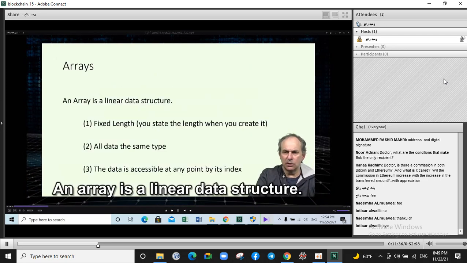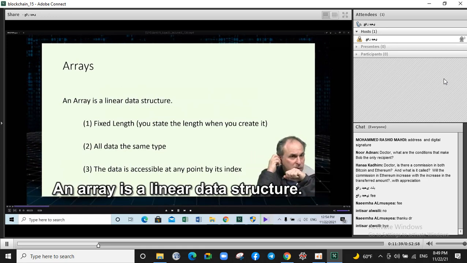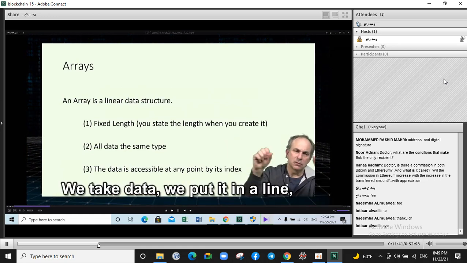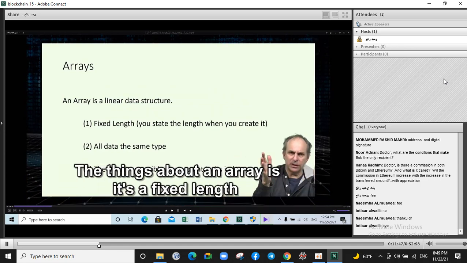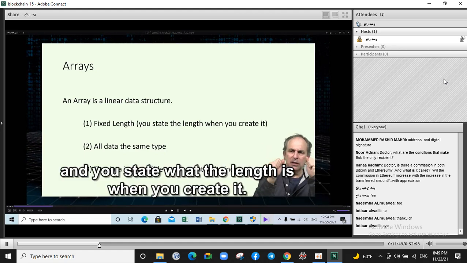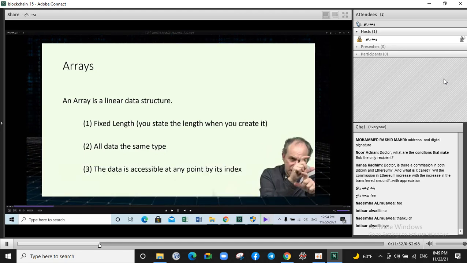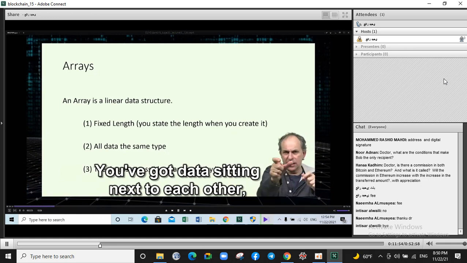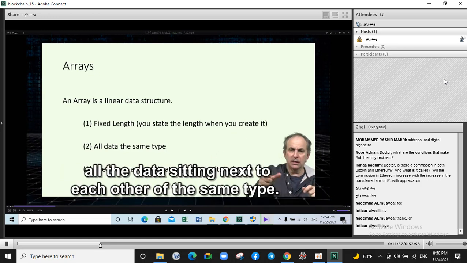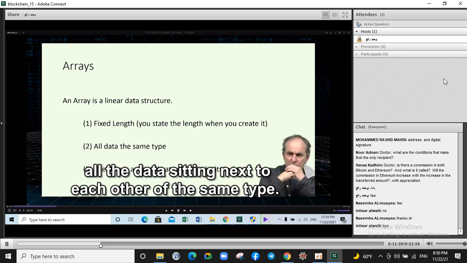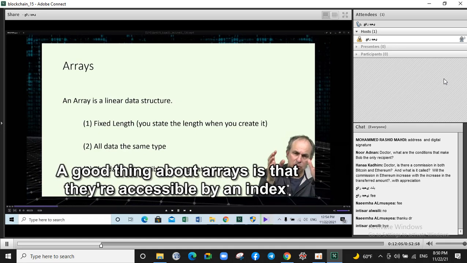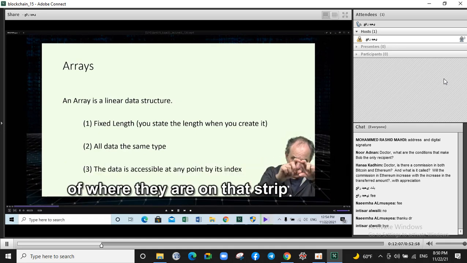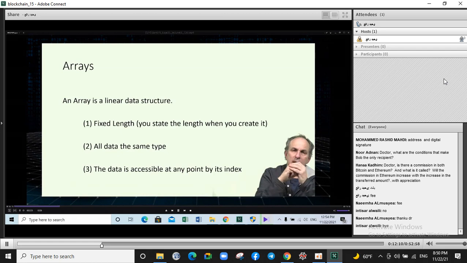Okay, so an array is a linear data structure. We take data, we put it in a line, or at least that's the way we think about it. An array is a fixed length, and you state what the length is when you create it. So you've got data sitting next to each other, all of the same type. A good thing about arrays is that they're accessible by an index of where they are on that strip, in what we call random access.